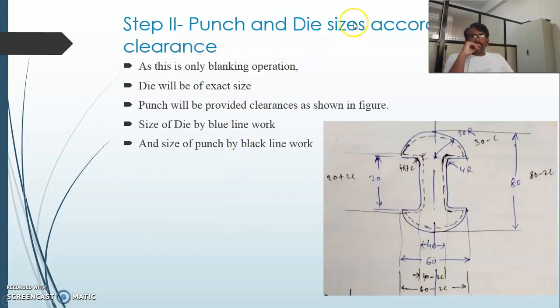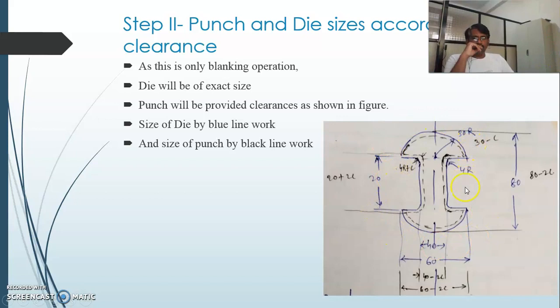Now the punch and the die sizes, the step number 2, punch and the die sizes according to the clearance. So we require to calculate the clearance, and for calculation of clearance we have already known that clearance 2C is equal to the percentage we consider of the thickness, and for MS it is 5% of the thickness. Now in this case, as we are knowing that this is a blanking operation, okay, so we require to have the blank, there is no piercing required.